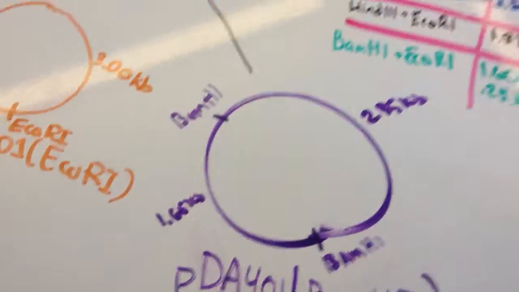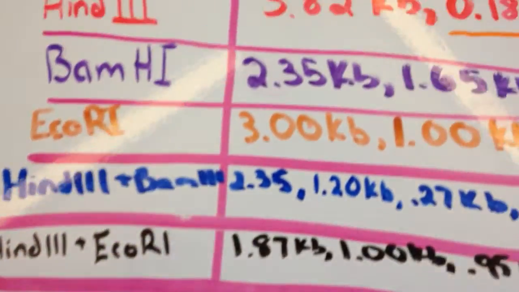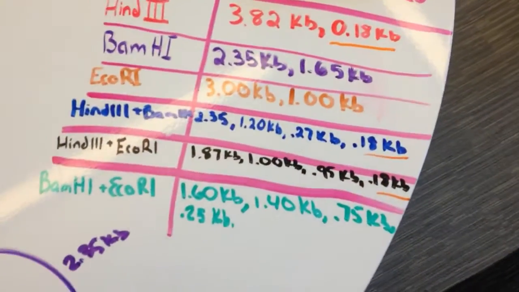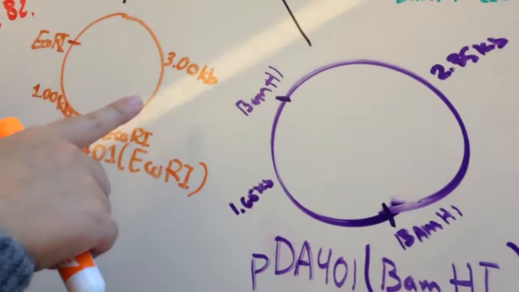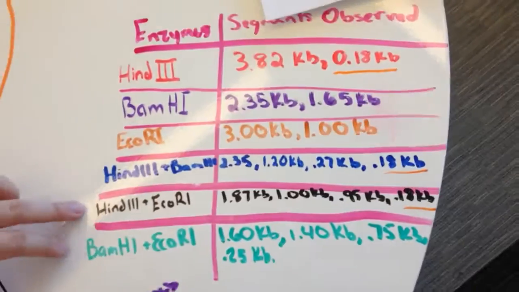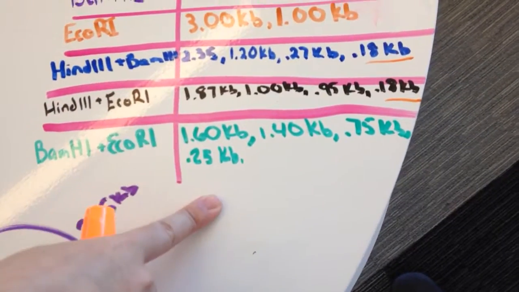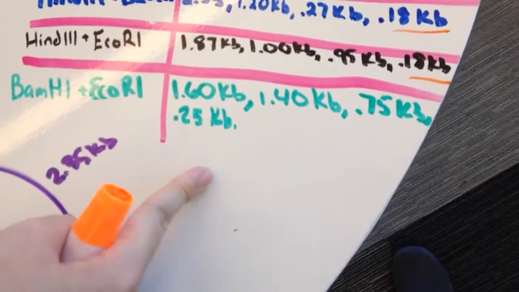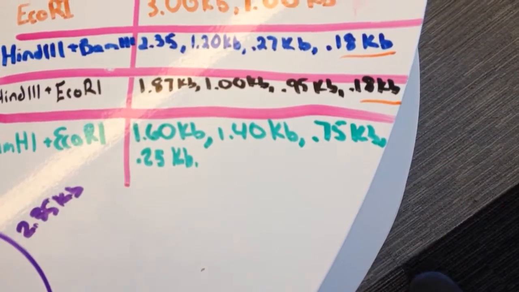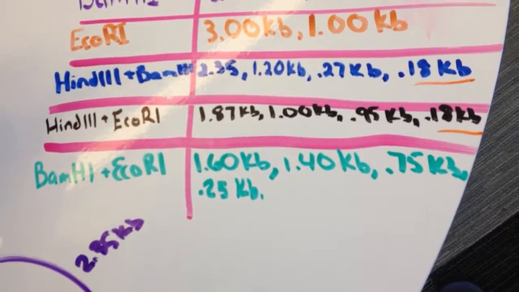And lastly, we're going to combine EcoR1 into this map. So we know that there's 1 kilobase and 3 kilobase segments, and here's two combinations with EcoR1. So we're going to use the last combination. You can use either one, but yeah, sometimes one is easier than the other. It's all based on your preference.